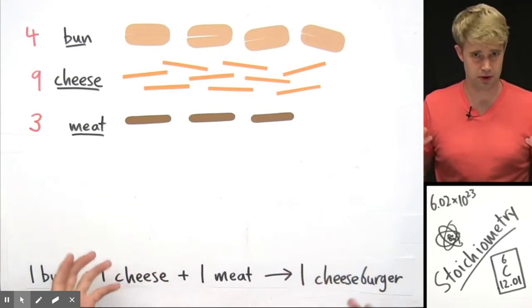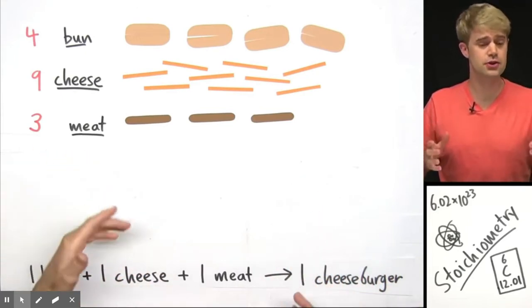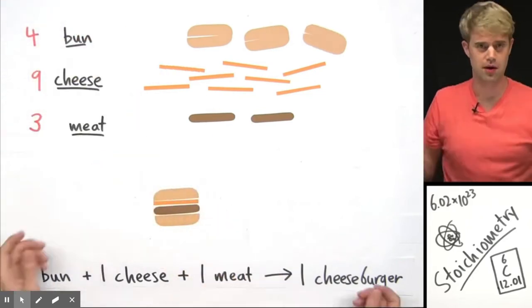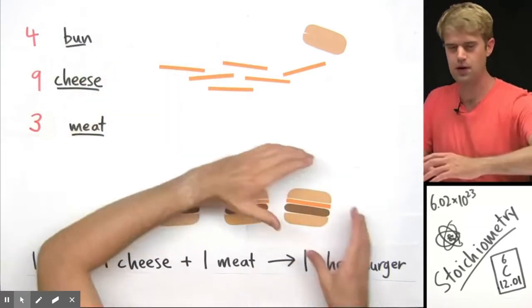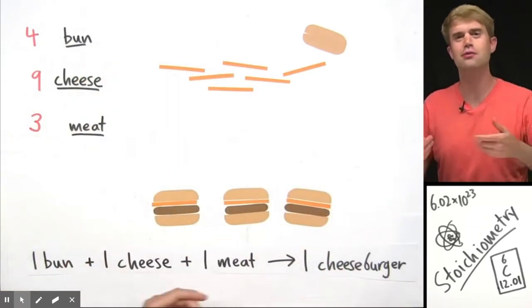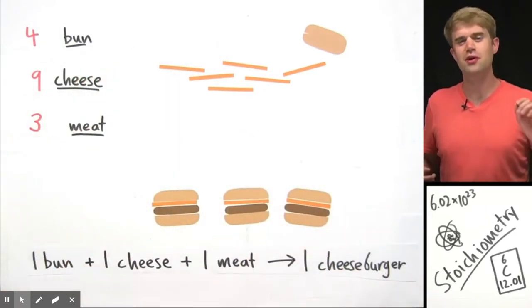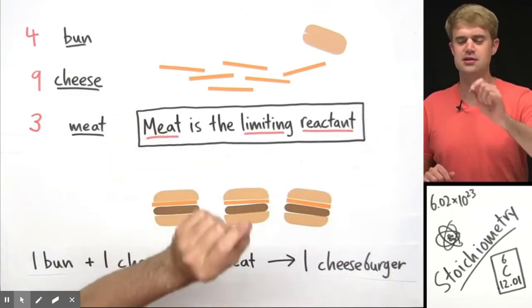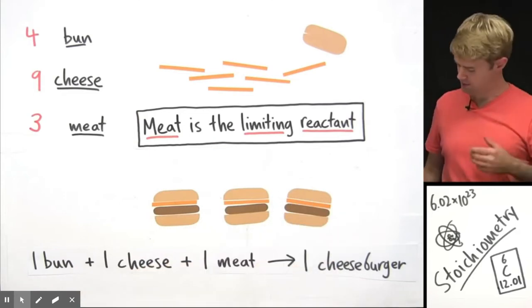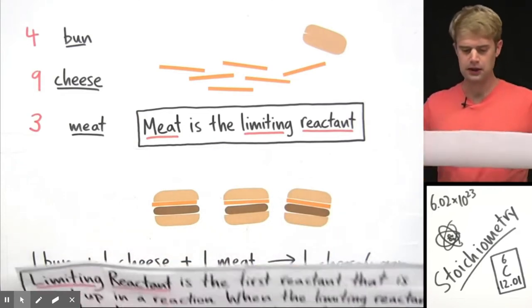Check this out. Here's the first cheeseburger. Here's a second one. And here's the third one. And then we run out of meat and we can't make any more cheeseburgers. If this were a chemical reaction, we'd say that meat is the limiting reactant. Okay? Here's a definition for you.